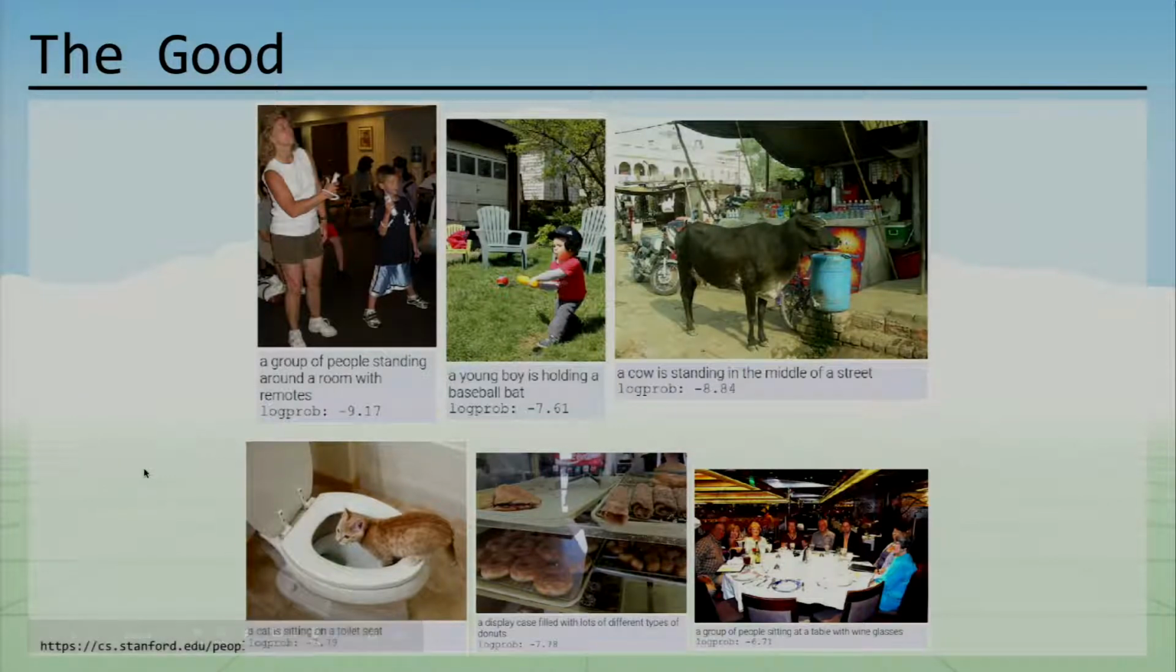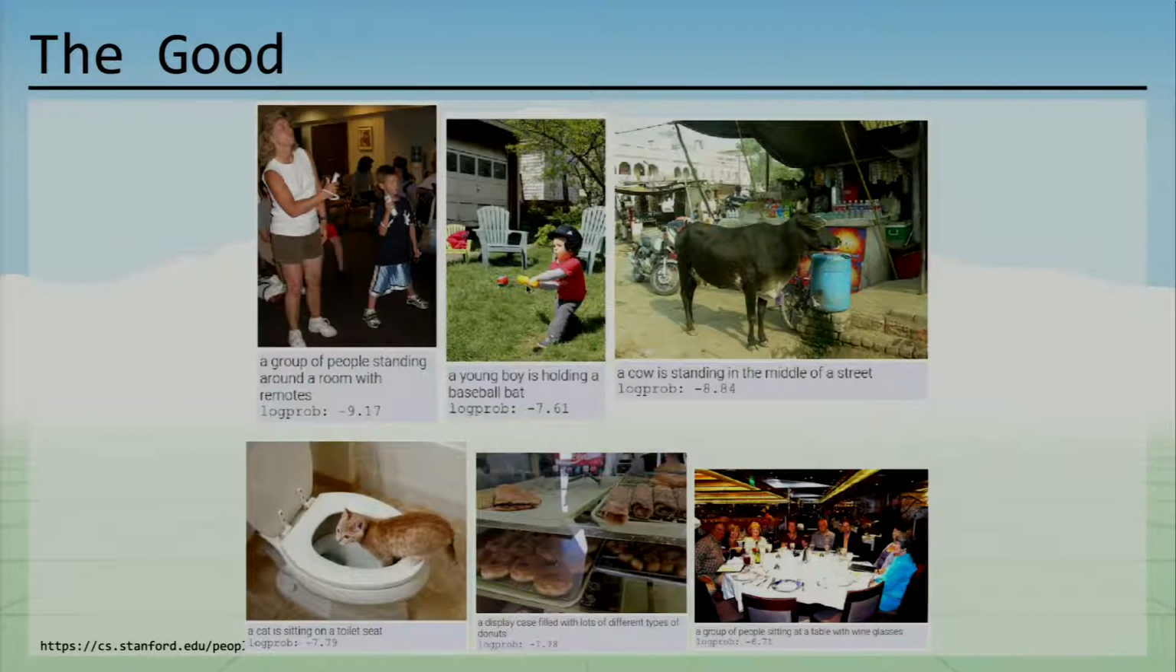One of the early image captioning papers used recurrent neural networks on top of basically CNN features. "A group of people standing around a room with remotes." That's basically true. They're like controllers for a video game.